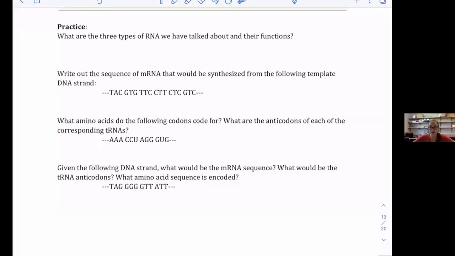Okay, so we have a ton of practice with this protein synthesis stuff because I feel like it's a little bit hard to grasp. And so we have lots of practice problems to do with it. So let's go ahead and get into it, and I'll go through the answers now, but you guys can do these on your own first. So first practice problem, what are the 3 types of RNA we talked about and their functions?